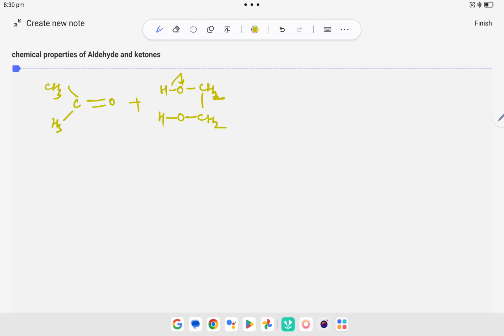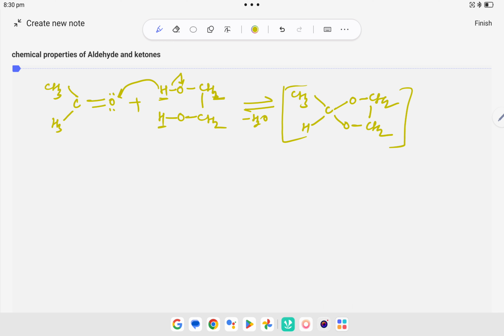These electrons transferred here, this oxygen lone pair, so that H plus will attach with this oxygen and removal of a water molecule will be done. Two hydrogens are there, one hydrogen, this one hydrogen. So you have to write it: CH3 C, O CH2 CH2 O, like this. This product will be formed. What is it called? Ethylene glycol ketal. Ethylene glycol ketal formation is done. So this is all about the addition of alcohol.